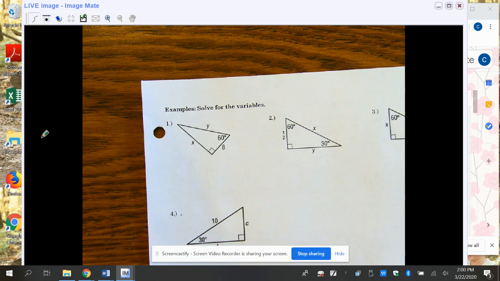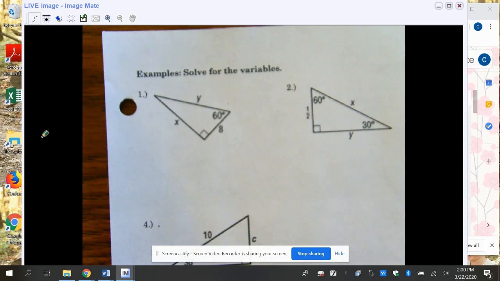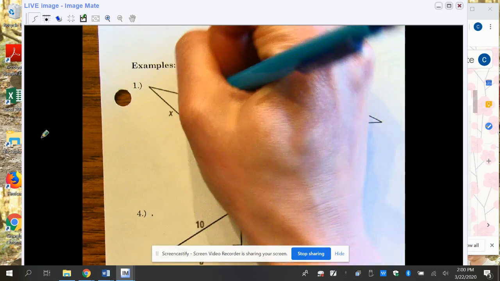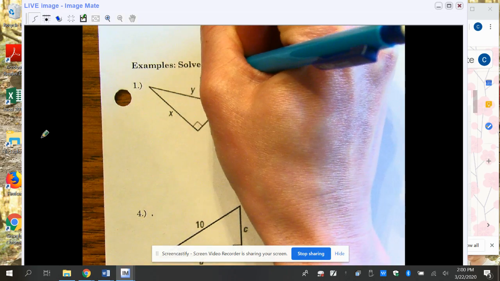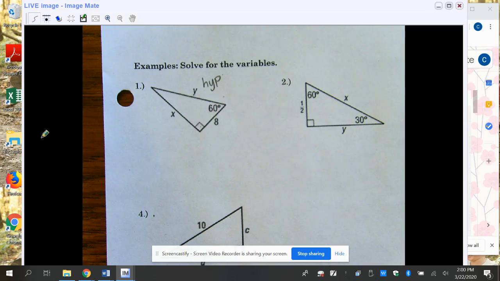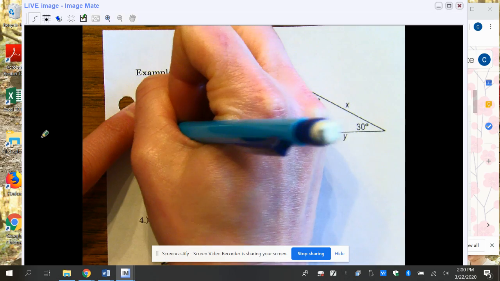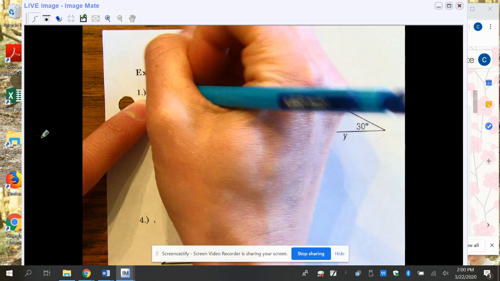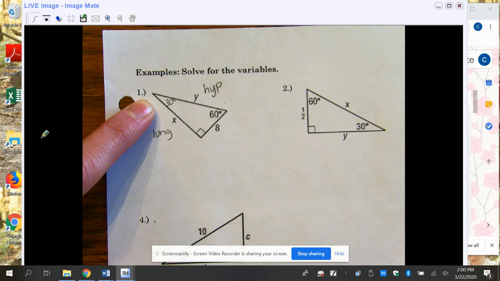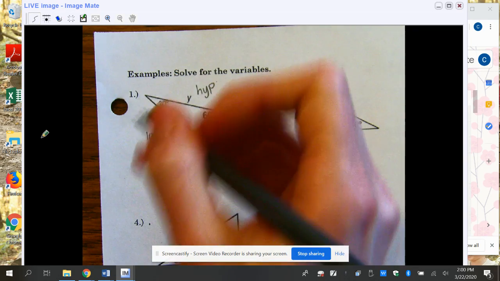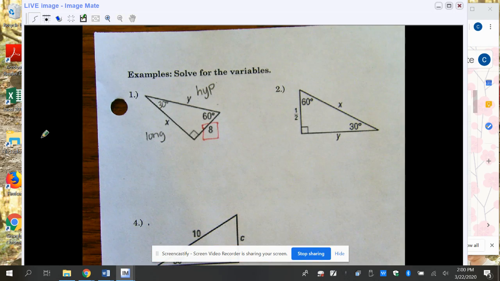Let's start by labeling the sides of our triangle. Across from the right angle is always going to be the hypotenuse. This is the 60-degree angle right here, so that means this is going to be my long leg. And if that's the 60-degree angle, that means this has to be the 30-degree angle, so that's going to be the short leg, which is good because this is my home base side. If I know that side, I can get my other two.